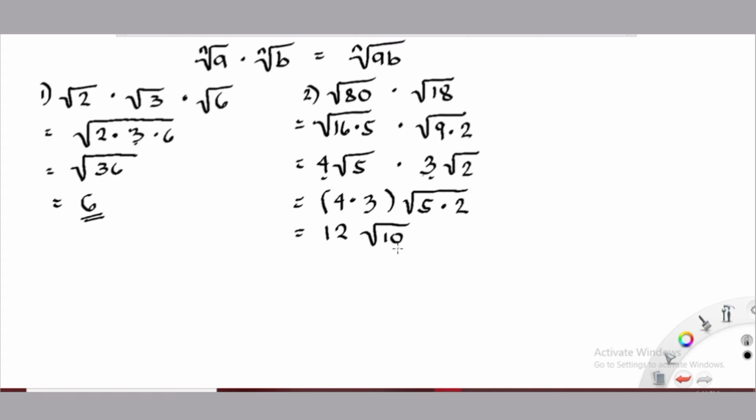Check muna natin, pwede pa ba nating i-simplify ang square root of 10? So, wala na tayong maisip na factors niya na ang isa ay perfect square. So, this will be our final answer. 12 square root of 10.